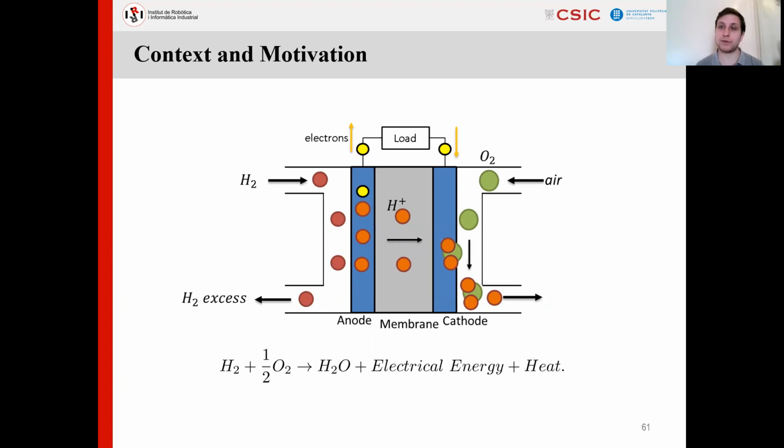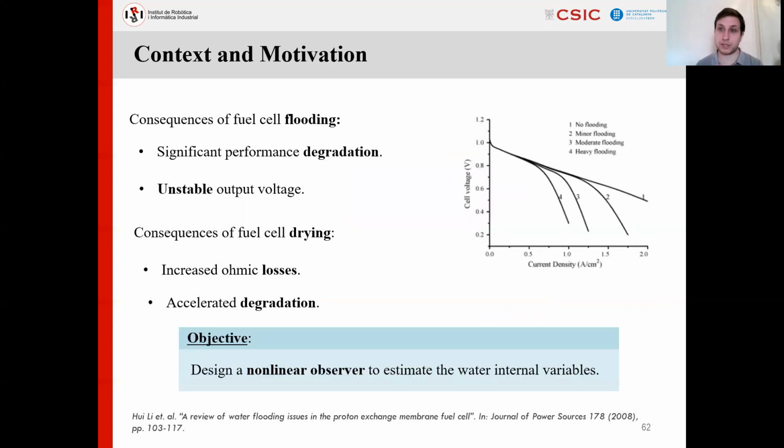Naturally, this is a device with a lot of internal variables related to electrical processes, chemical processes, and thermal processes. And you cannot deploy sensors to measure all these internal variables. This is why there is an interest in developing observers to estimate all these internal variables. And this PhD thesis focuses on developing observers that can measure the water that is generated in the cathode catalyst layer. Why? Because this water is not only a byproduct that you can forget about, it's actually an element that has a significant impact on the performance of the system.